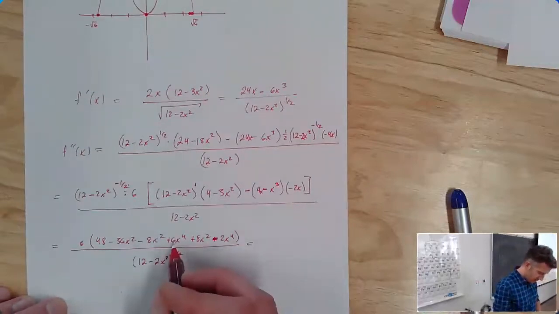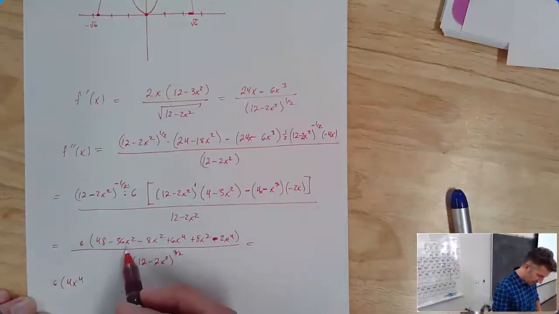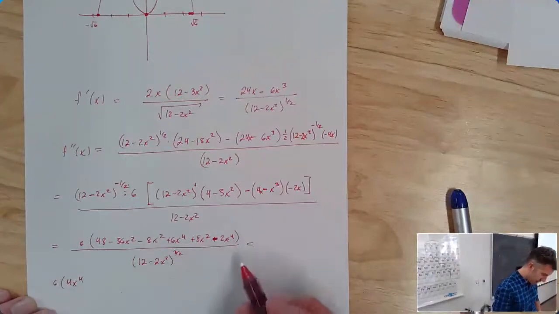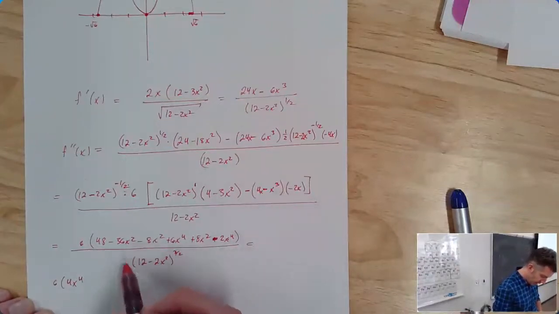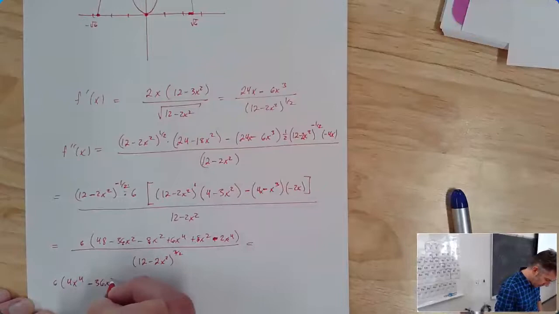So simplifying this, I have a 6x to the 4th minus 2x to the 4th, so I have a 4x to the 4th. I don't have any x cubed, which is mildly surprising, but I don't. And then I have a minus 36 minus 8 plus 8, so that's a minus 36x squared. And finally, I have a 48. Am I missing anything?